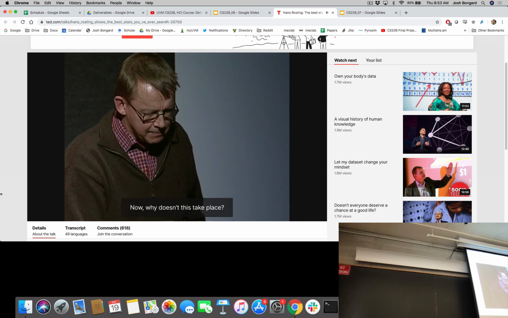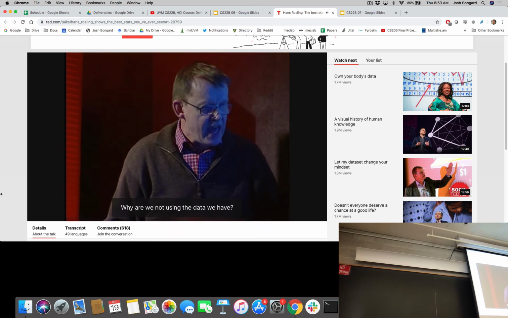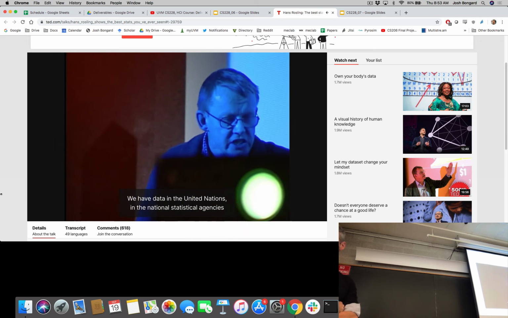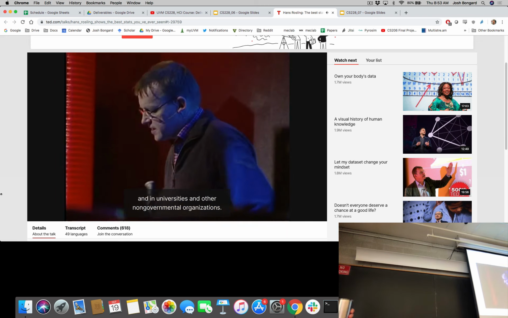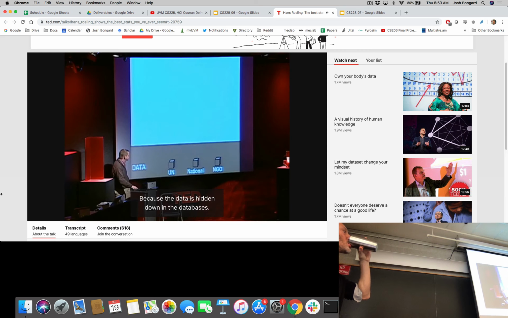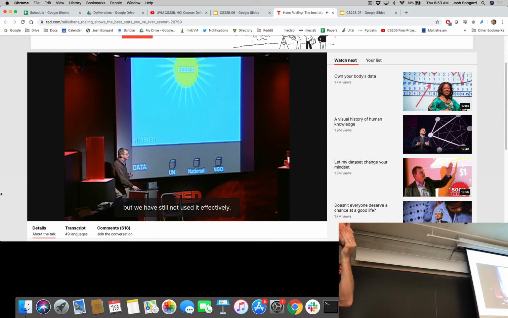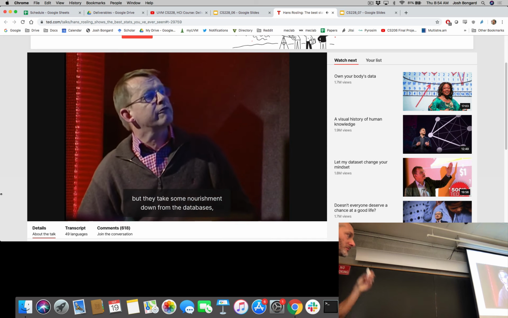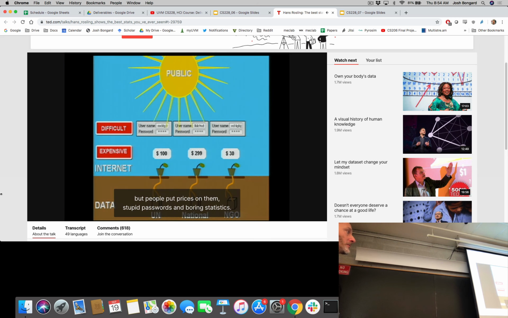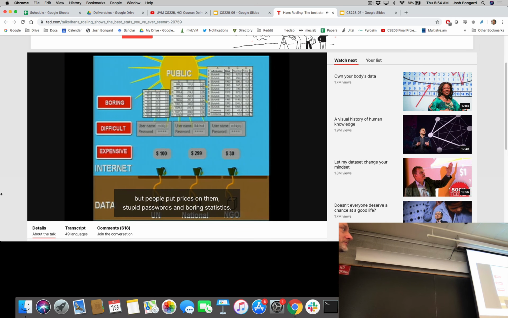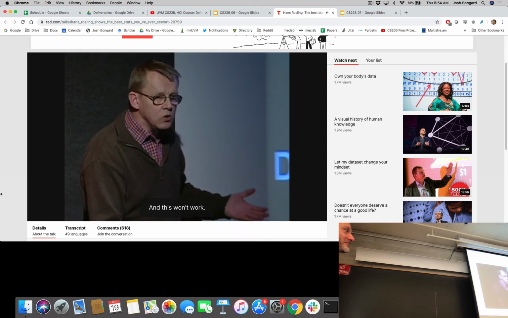Now, why doesn't this take place? Why are we not using the data we have? We have data in the United Nations, in the national statistical agencies, and in universities and other non-governmental organizations, because the data is hidden down in the databases. And the public is there, and the internet is there, but we have still not used it effectively. All that information we saw changing in the world does not include publicly funded statistics. There are some web pages like this, but they take some nourishment down from the databases, but people put prices on them, stupid passwords and boring statistics. And this won't work.